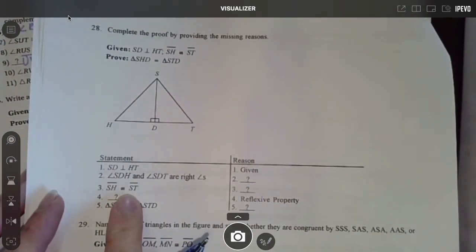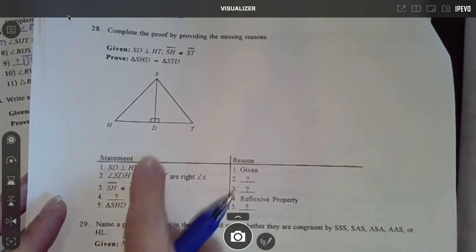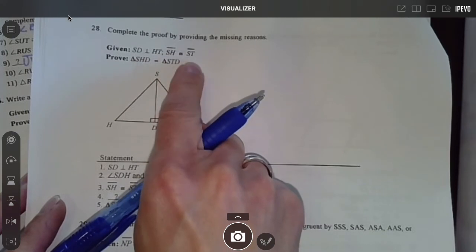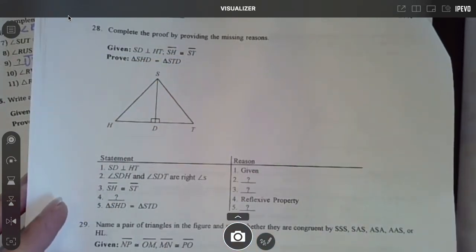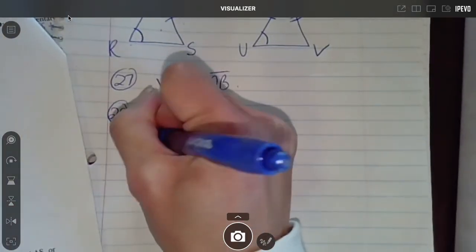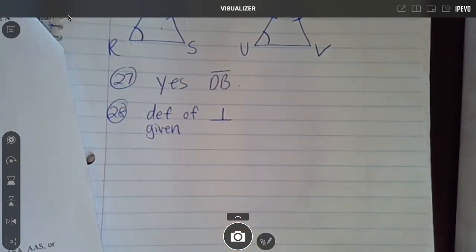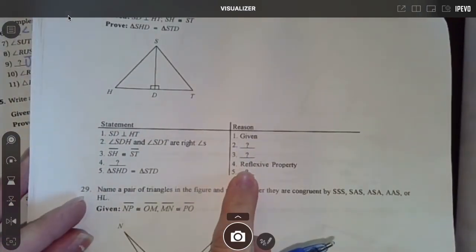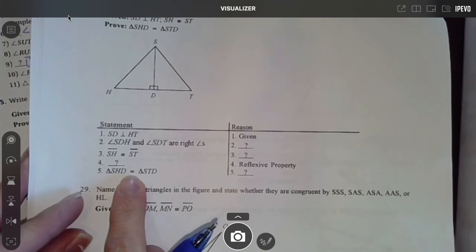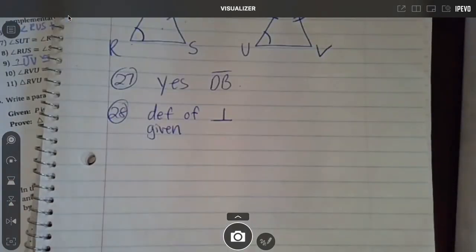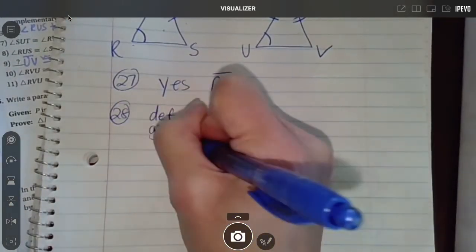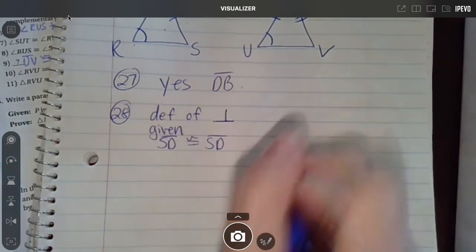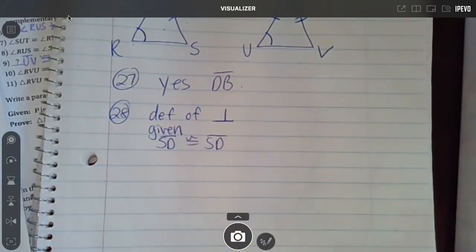Why is SH congruent to ST? Because it was given. Look up here. Where does it say that at? Right here. So you're going to write given for the next one. Everybody good with that? Okay. Now let's keep going. Reflexive property. What in the world is using reflexive property? SD and SD or SD and DS, however you want to do it. I would say SD is congruent to SD. Everybody's good with that? Okay.